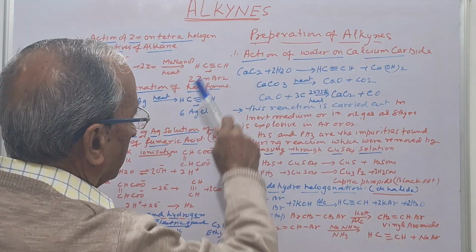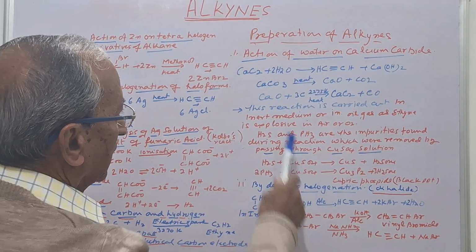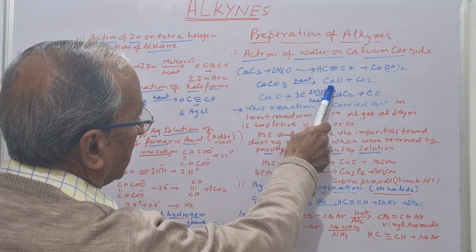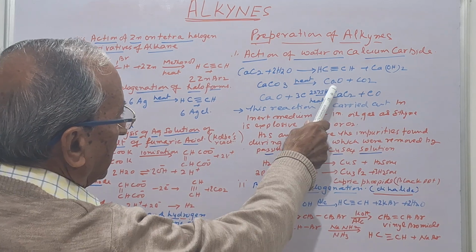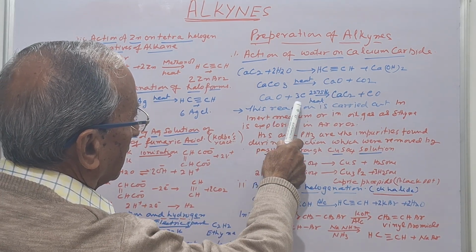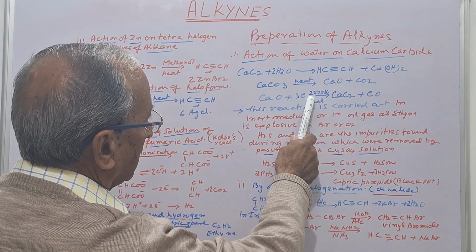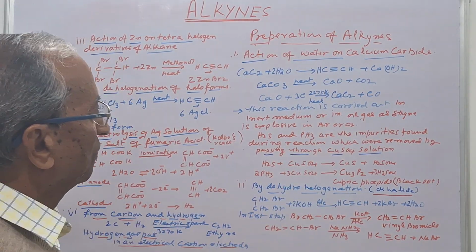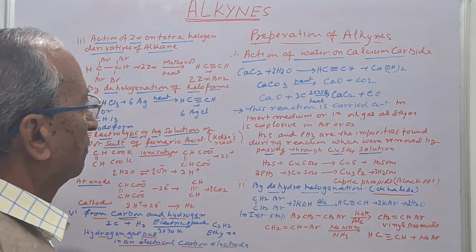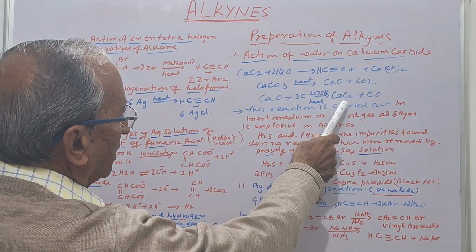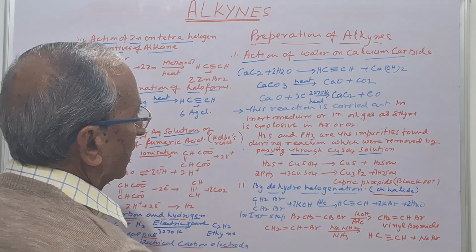Now, calcium carbide is formed from calcium carbonate. Calcium carbonate, when strongly heated, forms calcium oxide and carbon dioxide. And this lime, that is calcium oxide, reacts with carbon at a very high temperature, that is 2275 K. It forms calcium carbide and carbon monoxide. So this calcium carbide reacts with water to form ethyne and calcium hydroxide.